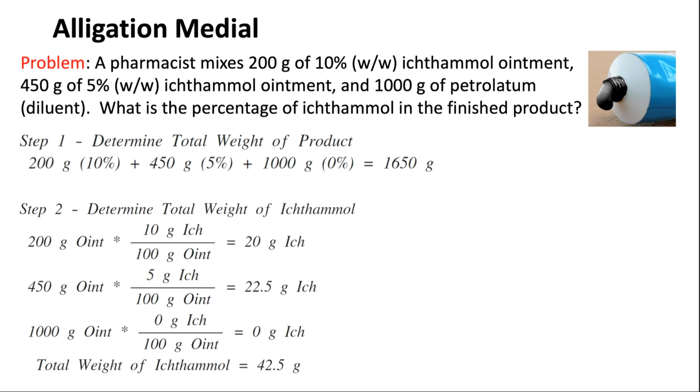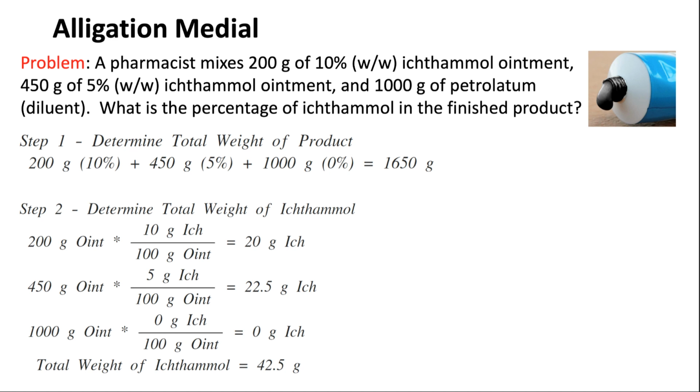So if we multiply the 1,000 grams times 0%, or 0 over 100, we can see you get 0. Obviously, there is no ichthymol from the petrolatum. So, stopping there, let's add up all of the ichthymol we do have. So we would take the 20 grams from the 10% plus the 22.5 grams from the 5%, add those together, and the total amount of ichthymol that we have is 42.5 grams.